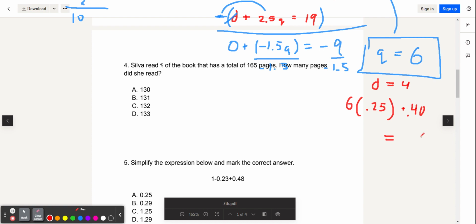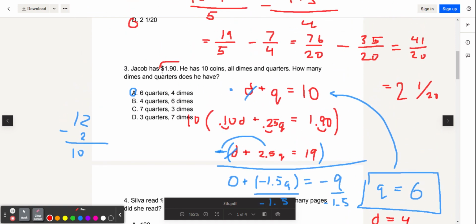How much money is that? Well, we multiply this out. 6 quarters is $1.50, right? Plus 40 cents is $1.90. And you would see that is the original value. So we know our answer is correct.